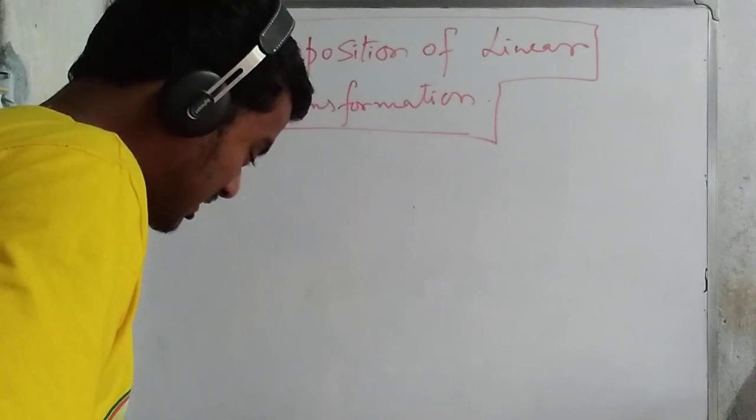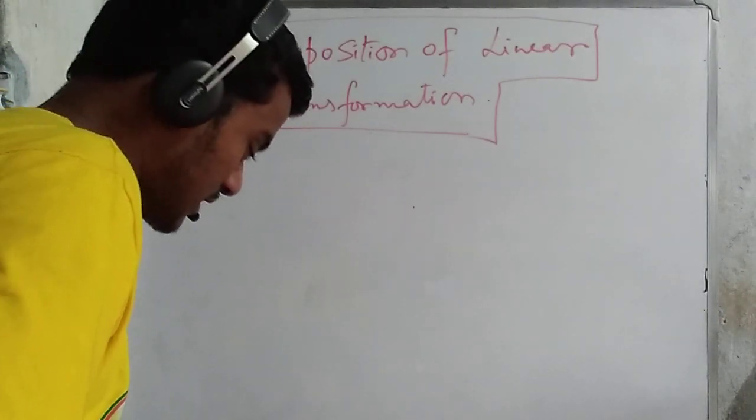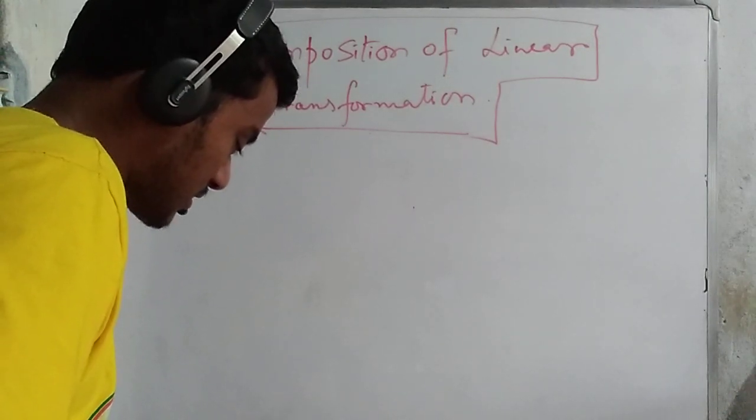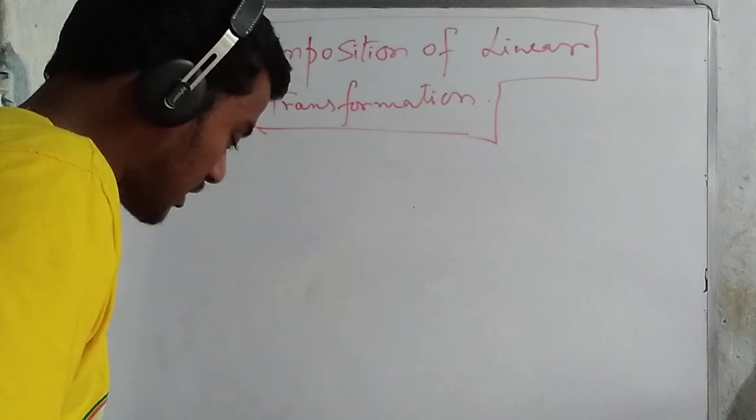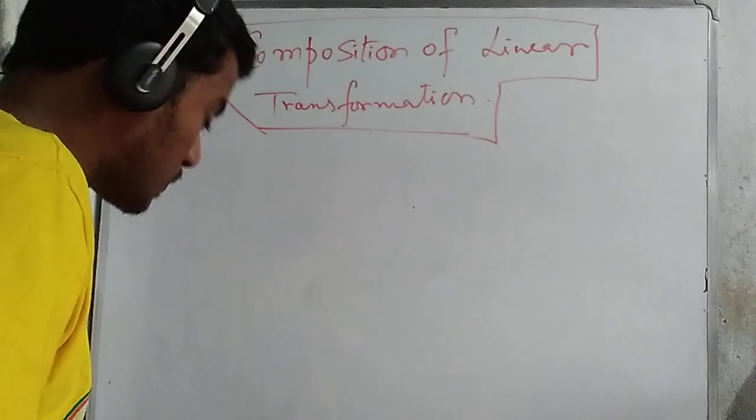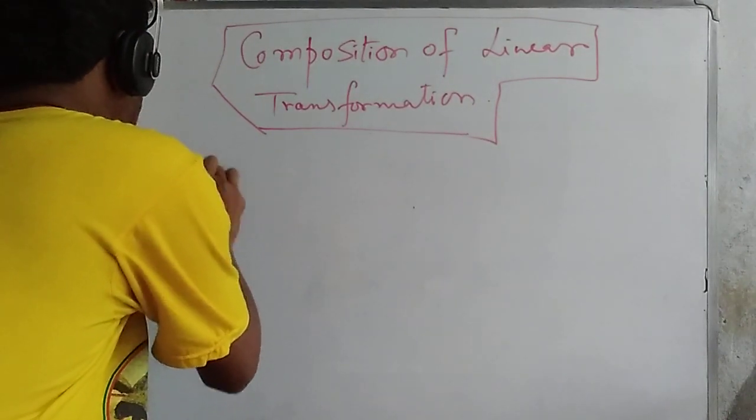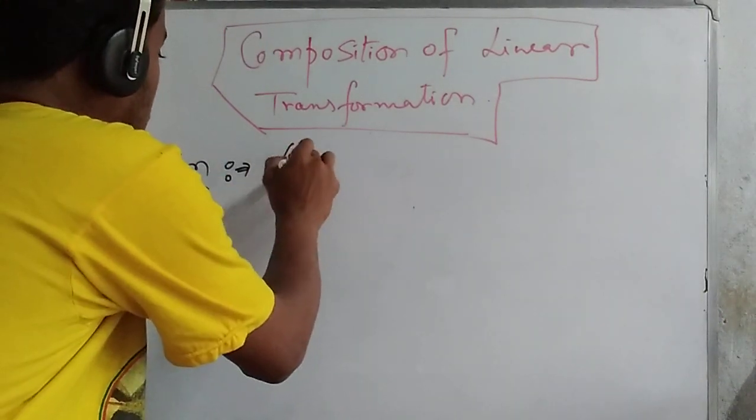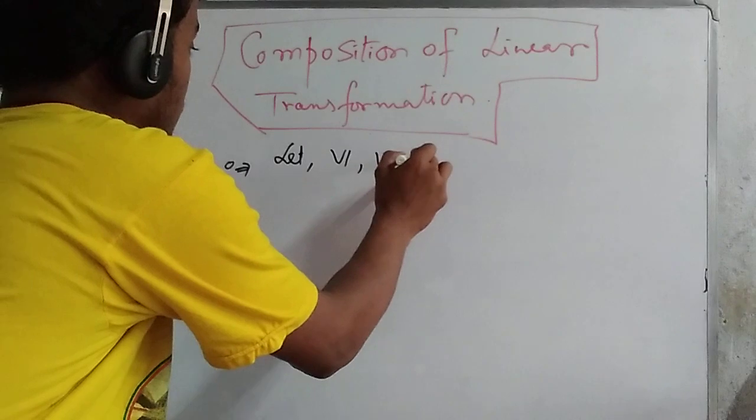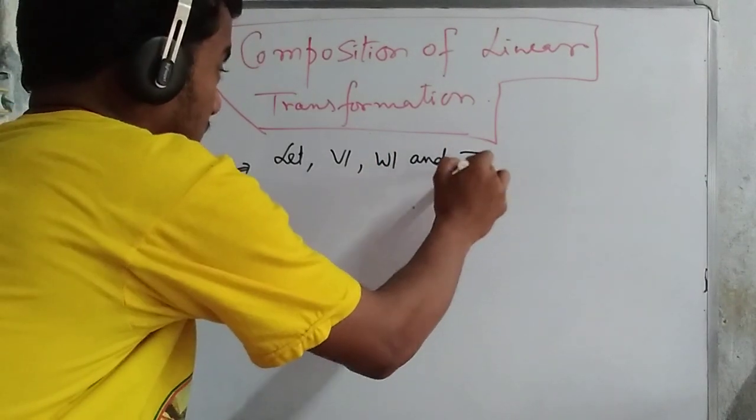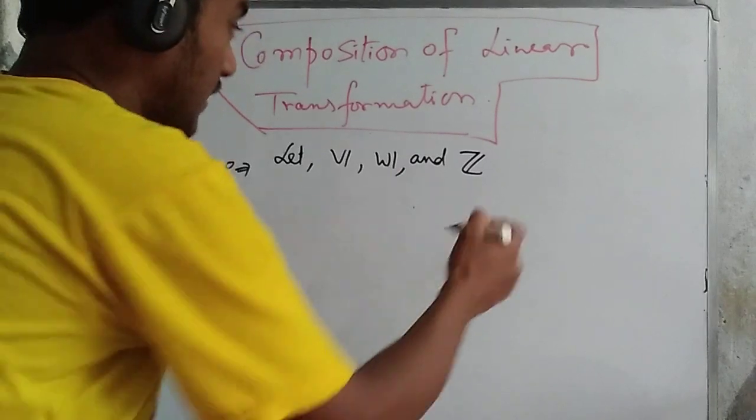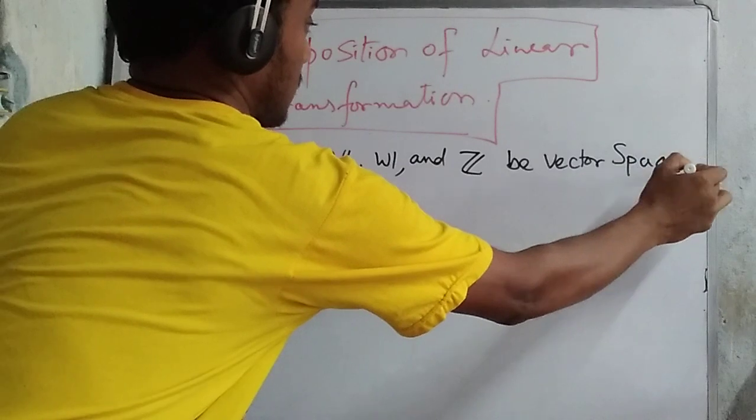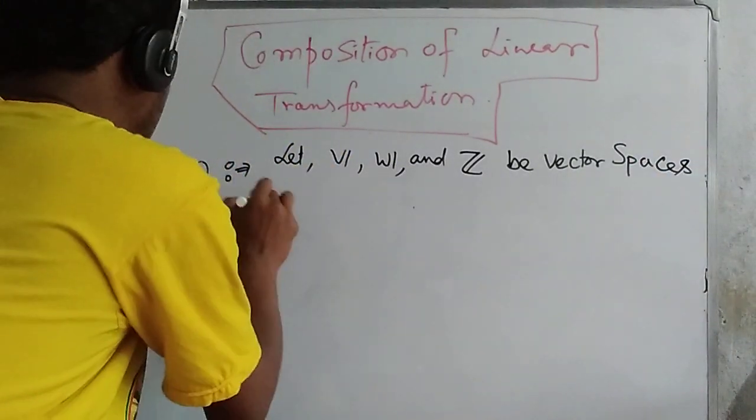We know about the terms addition of operator, scalar multiplication of operator or transformation. That means the sum and scalar multiples of these transformations are also known. So today we discuss, starting from one theorem. Okay, we write the statement of this theorem now. Let V, W and Z be vector spaces over the same field F.